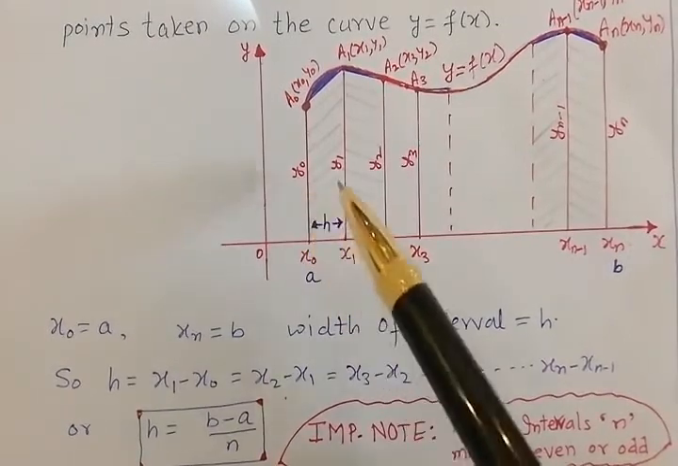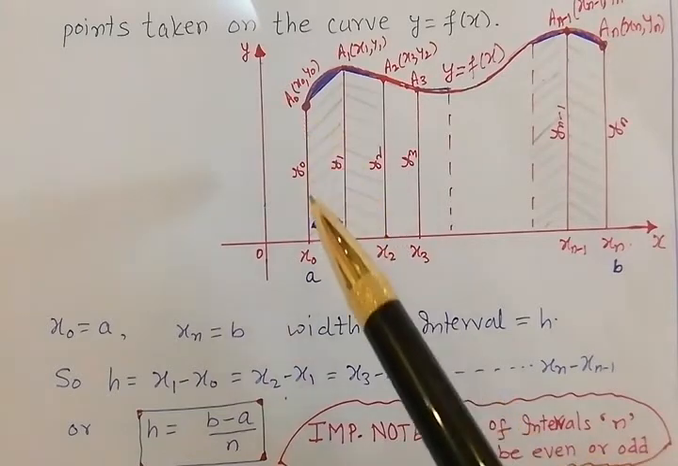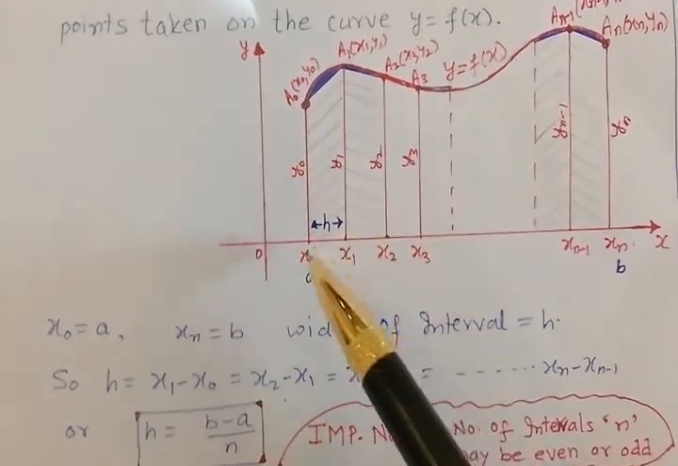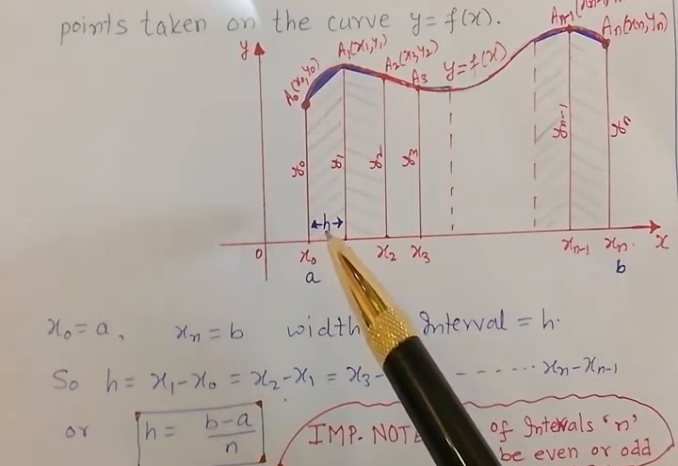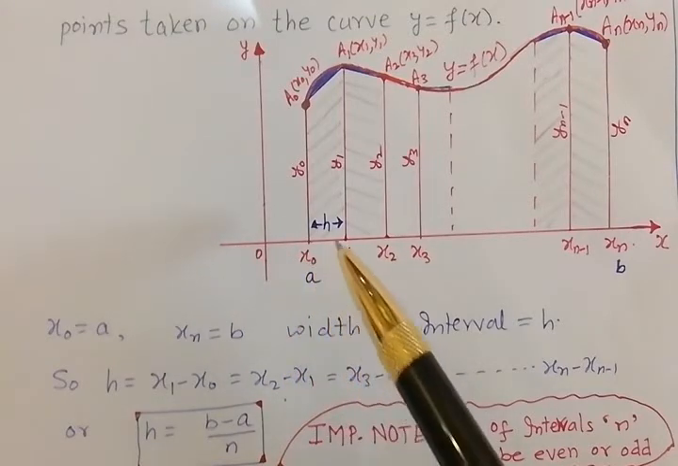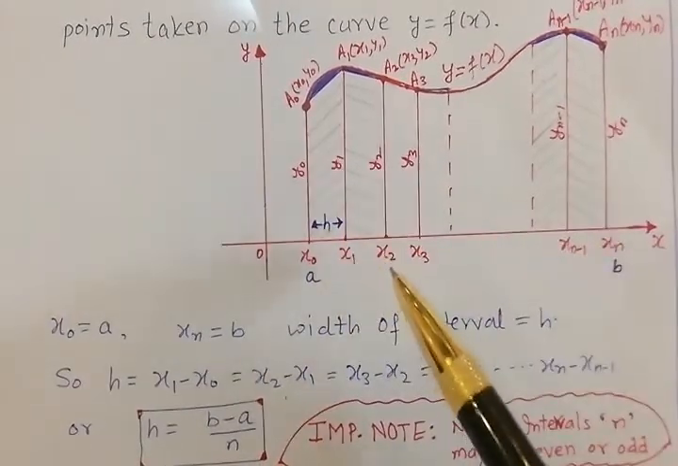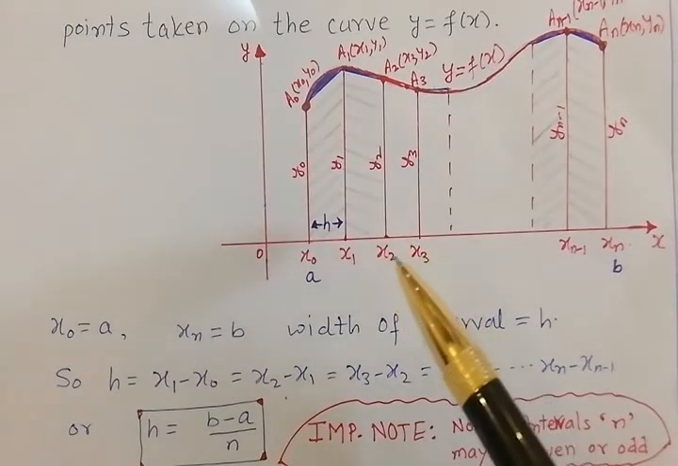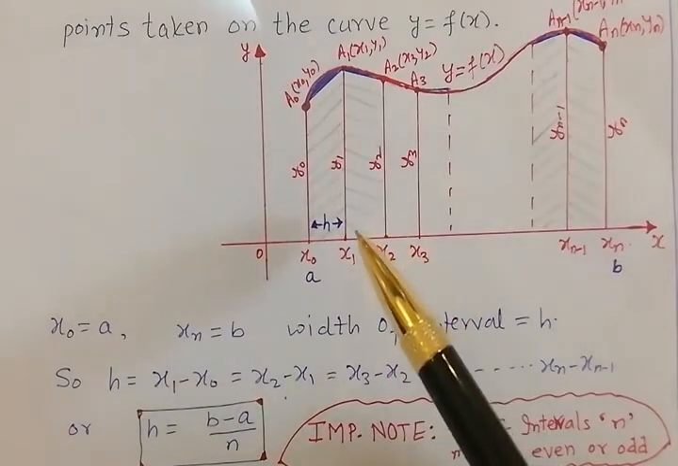What is the area of this trapezium? What is the formula for the area of a trapezium? Half into the sum of the parallel sides into the distance between the parallel sides. That is called the height. What is the height here? The height is x1 minus x0. The total distance is x1 minus x0. And this height is common because the width of the strip is kept the same throughout. So x2 minus x1 is also h, x3 minus x2 is also h and so on. So this is what is given here: h is equal to x1 minus x0, x2 minus x1 and so on. The width of the strip becomes h.